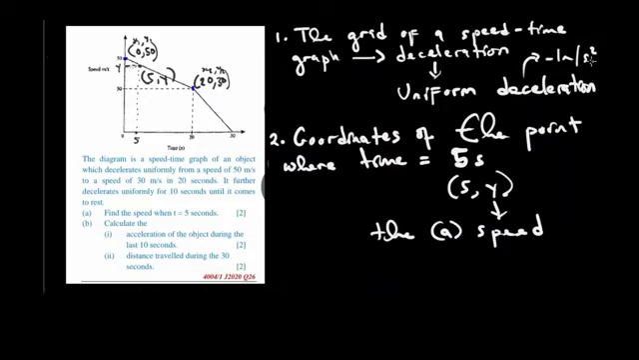Let us now go over to part B. Our part B says calculate the acceleration of the object during the last 10 seconds. So we need to identify the last 10 seconds, which are these ones. These are the last 10 seconds from this point to this point. We need to find the acceleration of the object during the last 10 seconds. So we are going to use two methods. Method number 1, we are going to calculate the gradient of the line from the point our time is 20 seconds to the point our time is 30 seconds.